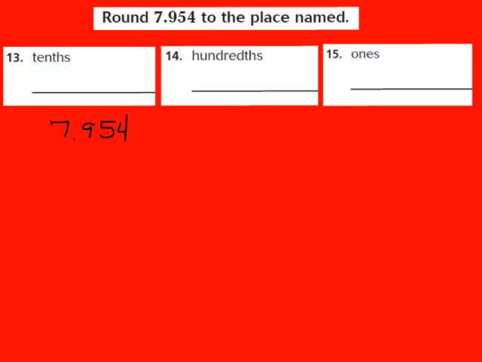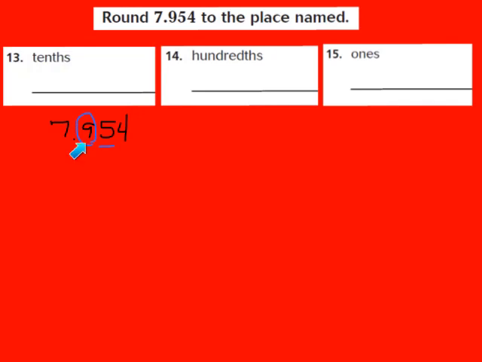What I know is this: my 9 is in the tenths place, so I'm going to put a circle around my 9. Then I'm going to underline the digit to the right of my 9, which is my 5. What I know is this: if my underlined digit is 5 or greater, and it is, it's a 5, then I'm going to increase my circled digit by 1.